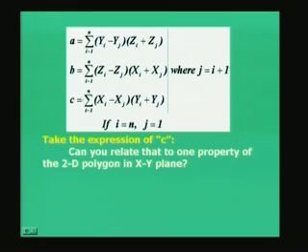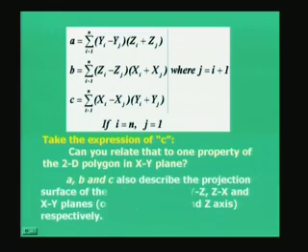Take the expression of C. This we also did in the last class, and we broke open that expression and took the case for a triangle, and you can relate that to one property of the 2D polygon in the xy plane. In fact, we did it for a triangle, and we can also verify for any polygon that A, B and C also describe the projection of the surface of the polygon on the respective coordinate planes yz, zx and xy. That means A, B, C are related to the projection.